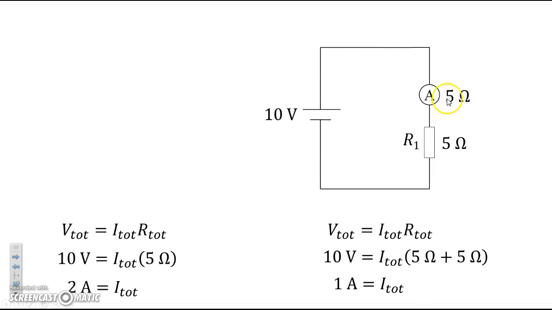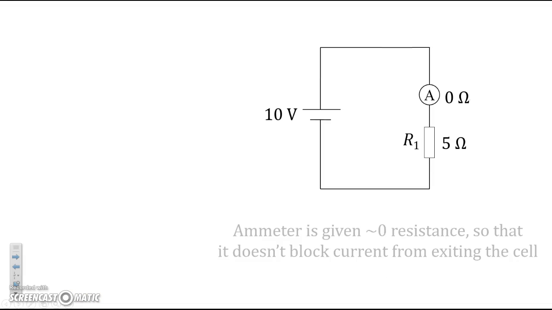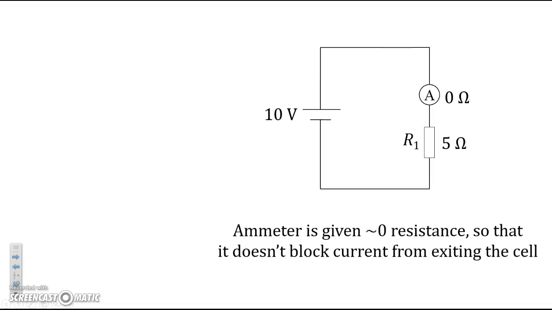What do we do instead? Instead of giving it a somewhat large resistance, we give it 0 ohms of resistance. That way, the ammeter doesn't contribute any resistance here to the total. Instead of adding 5 ohms, we're adding 5 plus 0. And now, the total current is 2 amps. It matches the current when there's no ammeter connected at all. To summarize, the ammeter is given no resistance so that it doesn't block current from exiting the cell. And that way, we preserve the original current before the ammeter goes in.